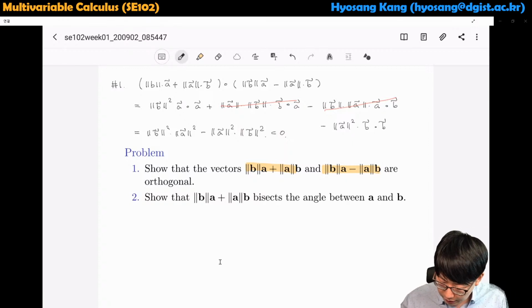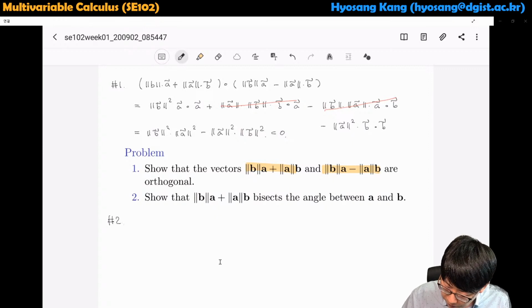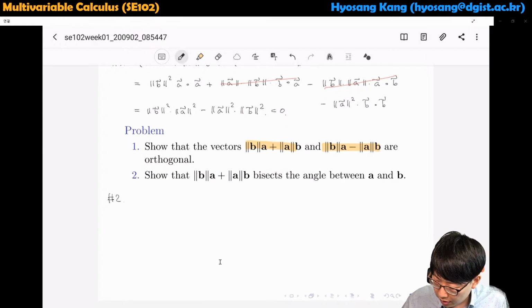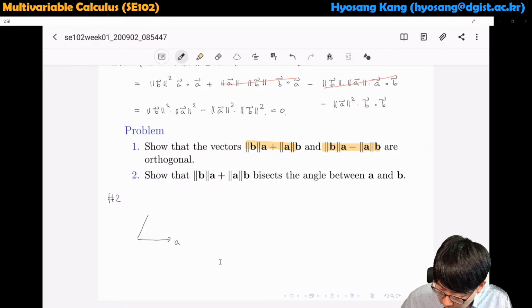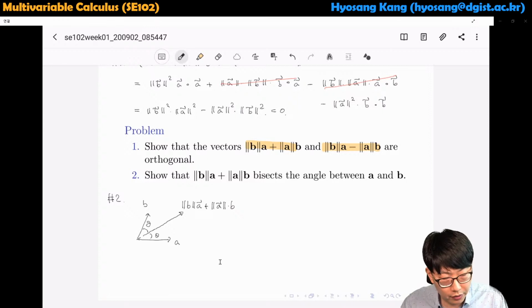Alright, so let's look at the second problem here. Show that this bisects the angle between A and B. So suppose that we have A and B. It says that the vector B A plus A B bisects these angles by theta. So all we have to do is find the inner product and show that these angles are the same.